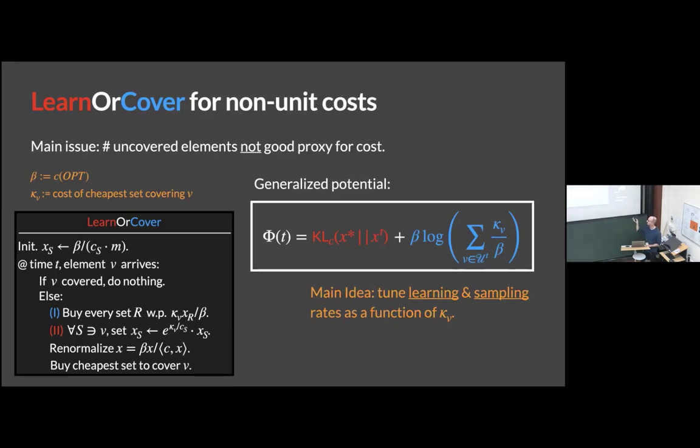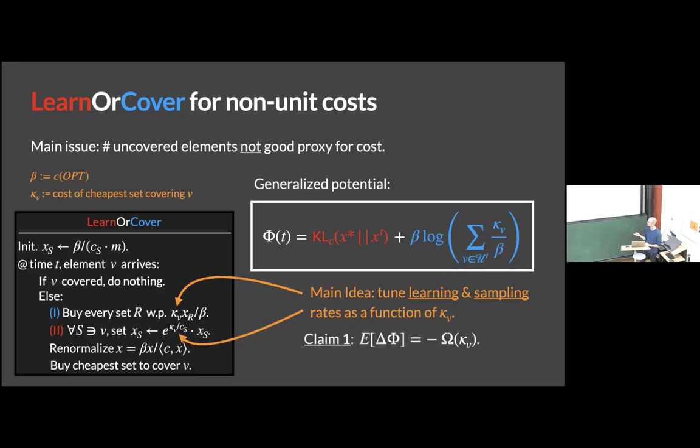The main idea behind this new thing is that we're tuning both the learning rate and the sampling rate as a function of this kappa v. And this part is somewhat new. It's somewhat standard in online set cover, in the adversarial version, when you're doing the update rule for the weighted setting, usually you take the learning rate, so the multiplying by e becomes multiplying by e to the 1 over c, the cost of that set. We want to take into account the cost of that set. What's somewhat new is the kappa v in the numerator.